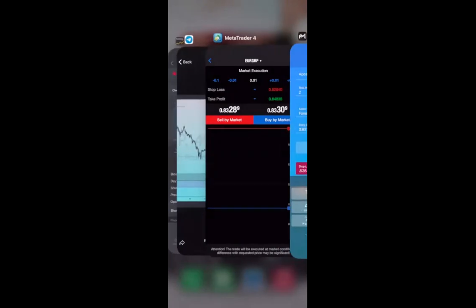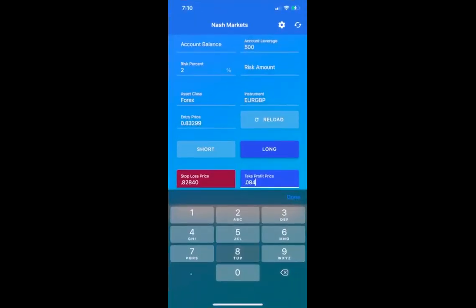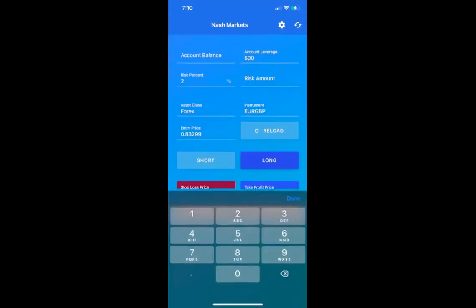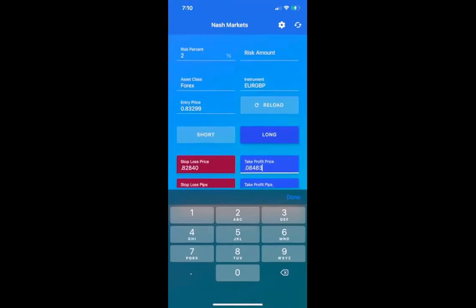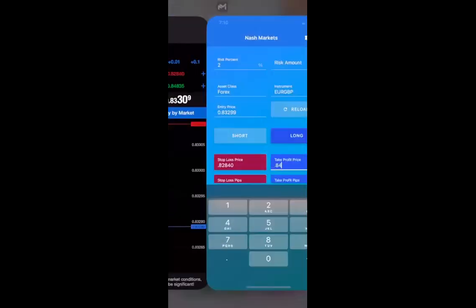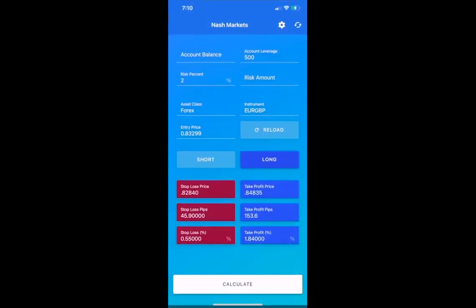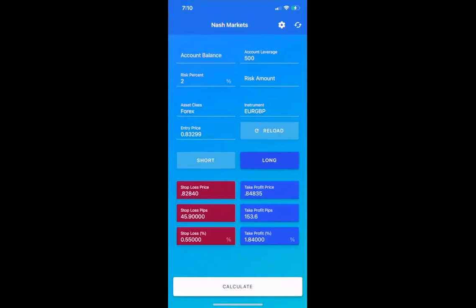Take profit, 0.84835. Oh whoops, I didn't write this right. Erase that. 0.84835. Done. I want to make sure I'm on a long, because long means we're buying, short means we are selling. So we're on a long. I'm going to click on calculate.